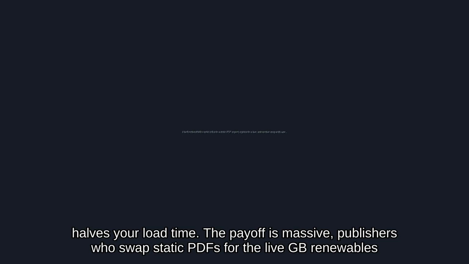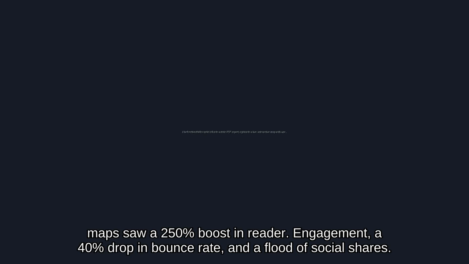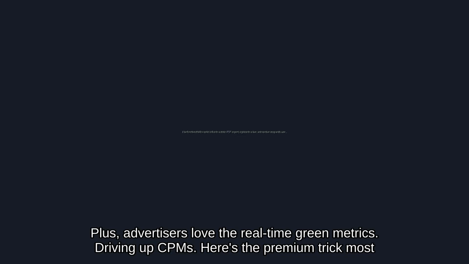The payoff is massive. Publishers who swapped static PDFs for the live GB Renewables Map saw a 250% boost in reader engagement, a 40% drop in bounce rate, and a flood of social shares. Plus, advertisers love the real-time green metrics, driving up CPMs.